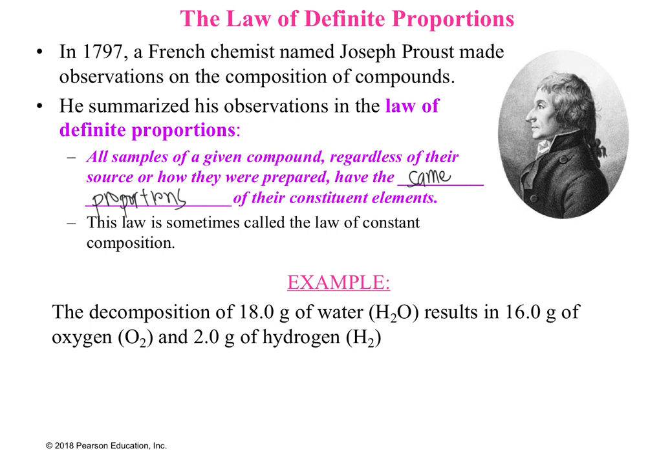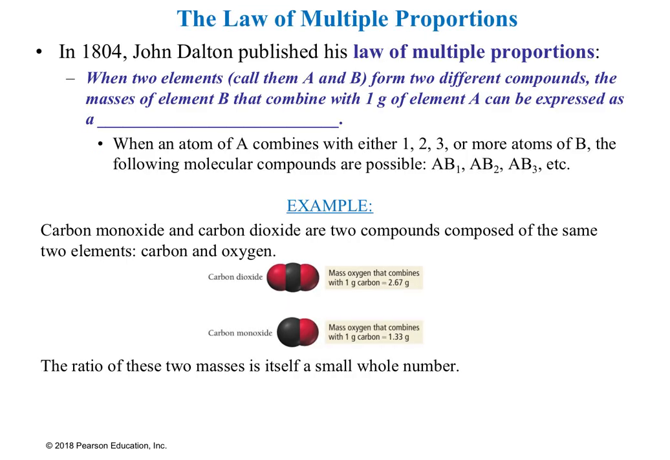So this is also called the law of constant composition. If I have 18 grams of water, I'm going to get 16 grams of oxygen and 2 grams of hydrogen. So the ratio is going to be 16 grams of oxygen over 2 grams of hydrogen. That's always going to give me a ratio of 8. And that would be the same if I had a sample of 20 grams of water, right? Or 1,000 grams. I'm always going to get this ratio.